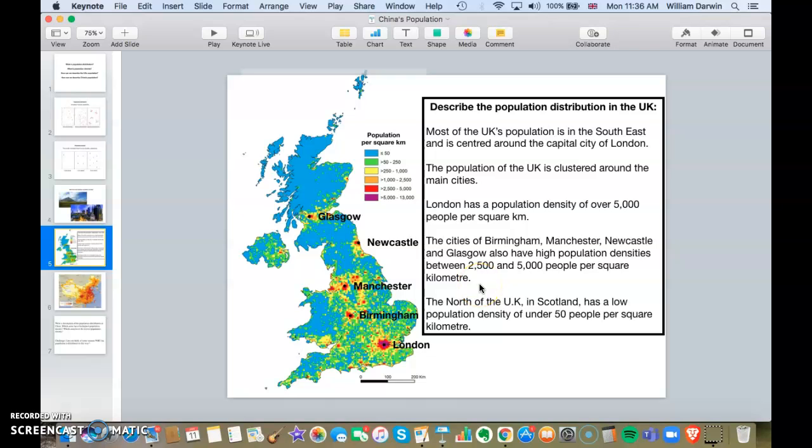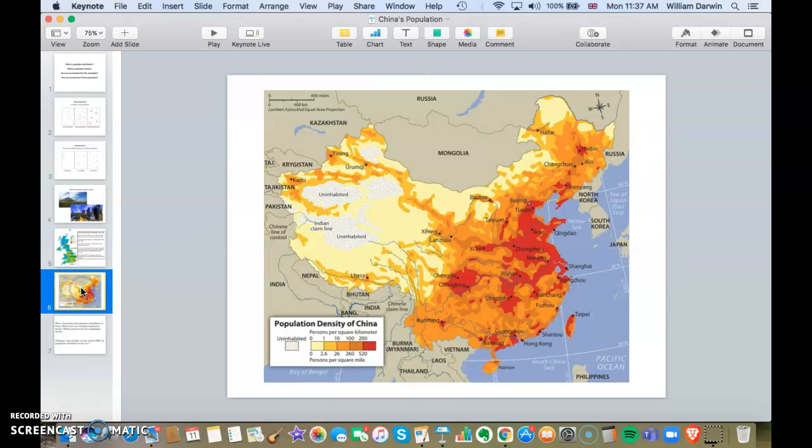The north of the UK, in Scotland, has a low population density of under 50 people per square kilometre. Okay, so what I would like you to do is, using my example of the UK, I would like you to describe the population distribution in China. And to do that, I would like you to use this map.